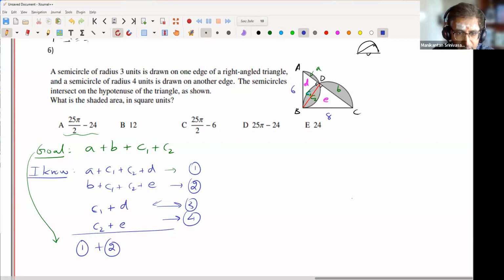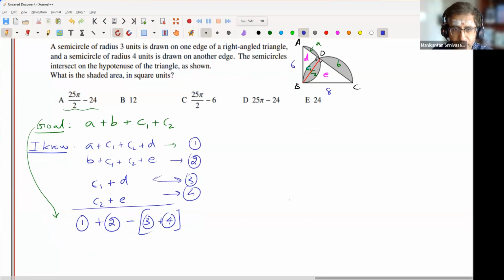And then let me assess what I have and what I don't want. So 1 plus 2 will give me A plus B. It will give me 2 times C1 and 2 times C2, but I only want 1 C1 and 1 C2. And it will give me a D and an E, which I don't want. So I can just subtract 3 and 4 together. I think that should do it, right? So it's 1 plus 2 minus 3 plus 4. Okay, and the rest is just simplification, right?